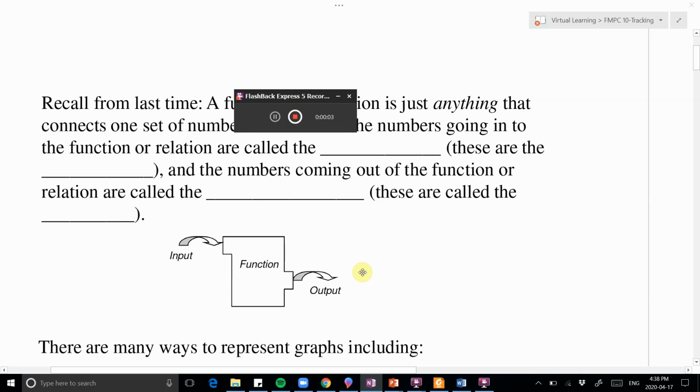Alrighty, so here we go again. This week we're going to dig a little bit into some new stuff, talking about new ways that we can describe graphs.